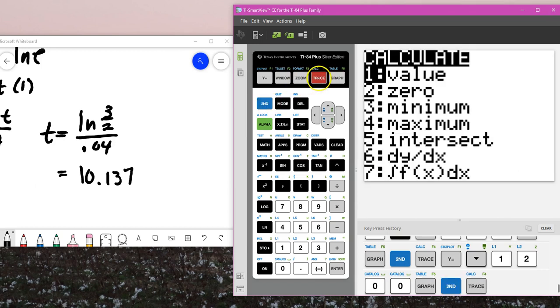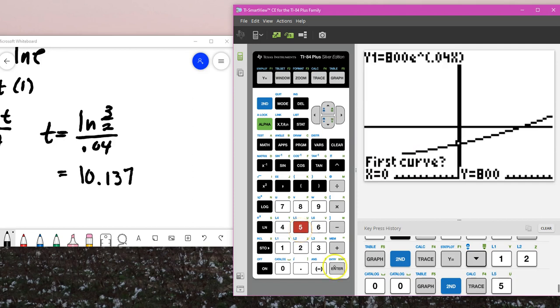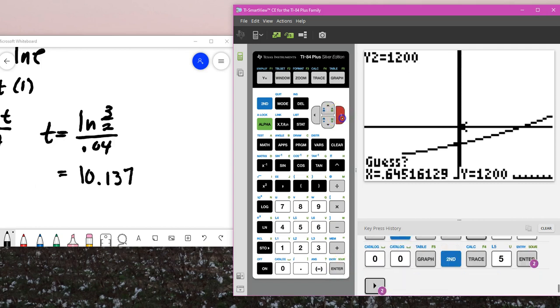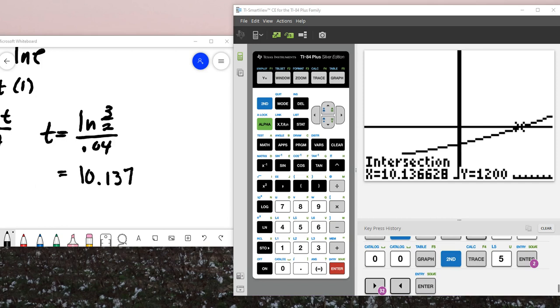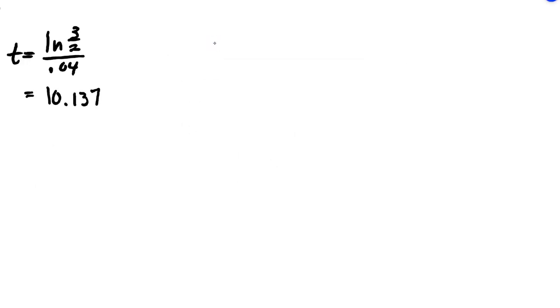So now I go into that calc menu. I'm going to select number 5 for intersect. It asks me first curve, I hit enter, second curve, I hit enter, and then it says to guess. You want to move your cursor closer to that intersection point. And you can see our x is getting closer to that value of 10 there. And we get the same 10.137 from our calculator. I believe there's one more part, so let's take a look at that.